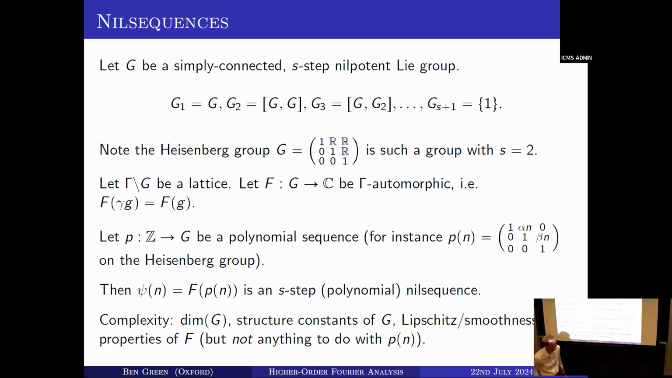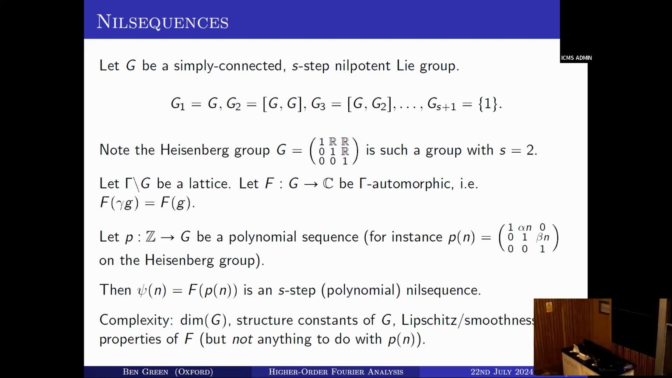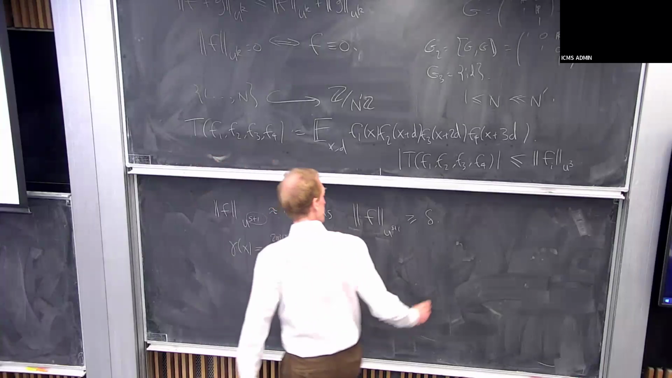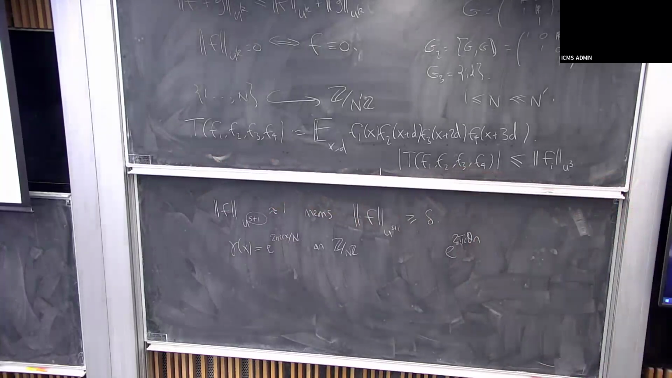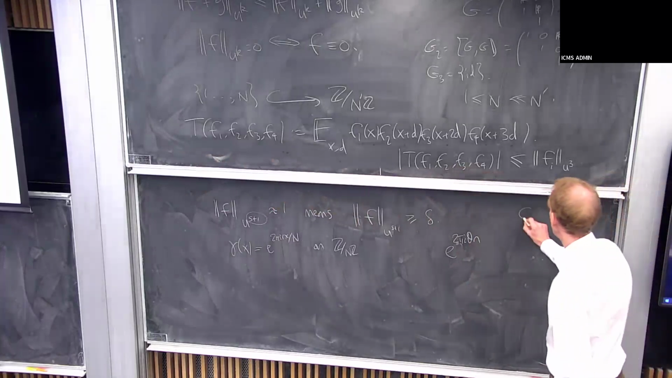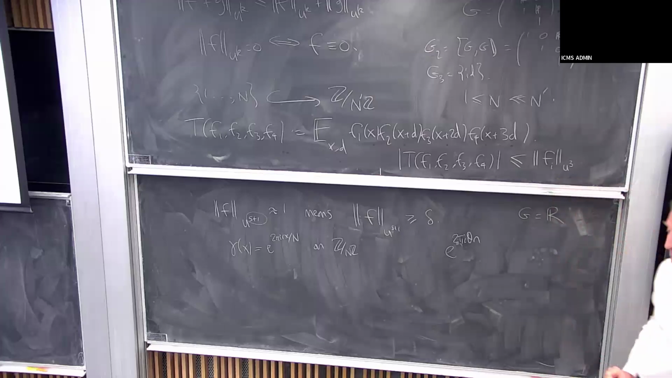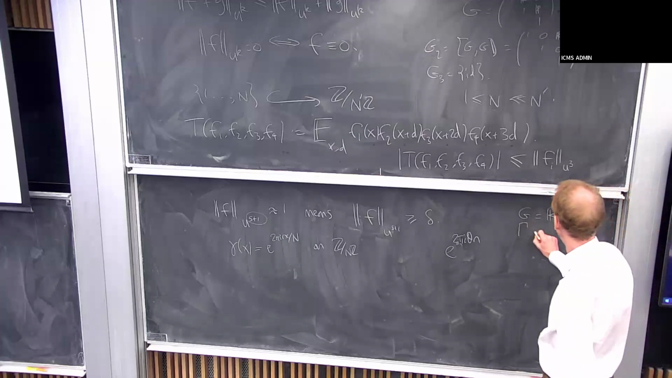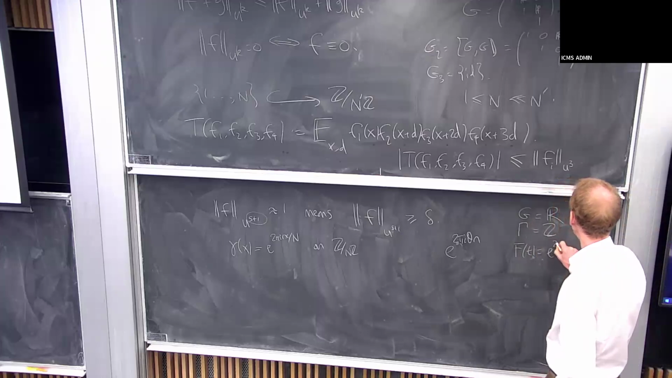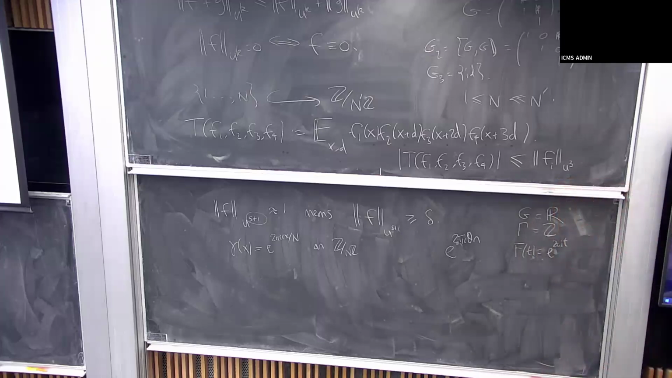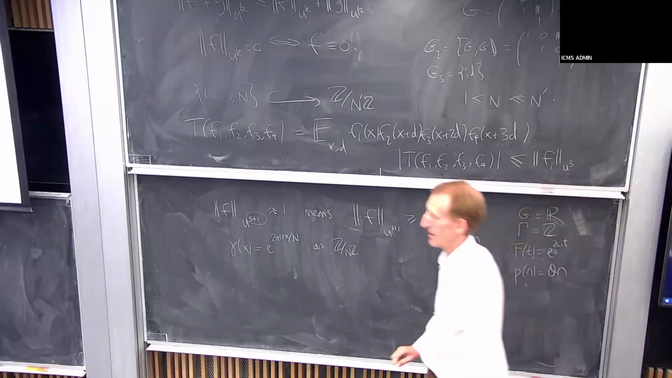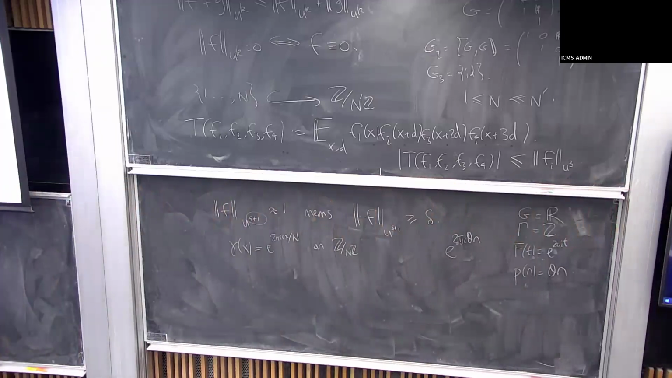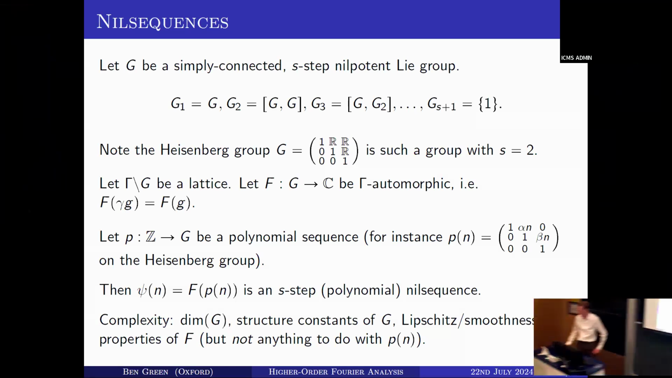A very baby case to think about is why a linear phase e to the 2 pi i theta n is a one-step nil sequence. That corresponds to G being the abelian group R, gamma being Z, the automorphic function F of t being e to the 2 pi i t, and the polynomial sequence being just theta n. So it's maybe not the obvious generalization of a character, but it is a generalization of abelian characters.